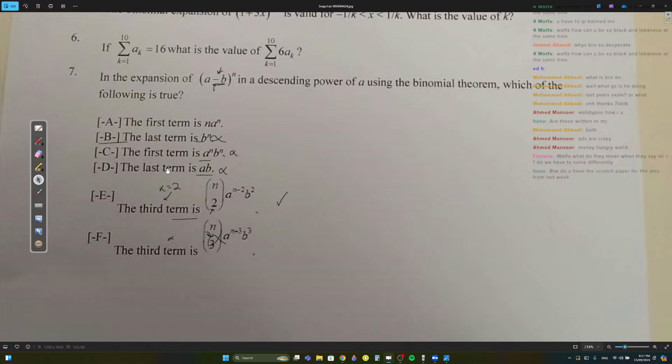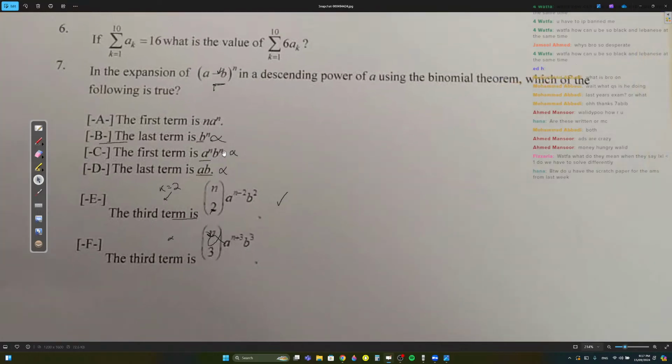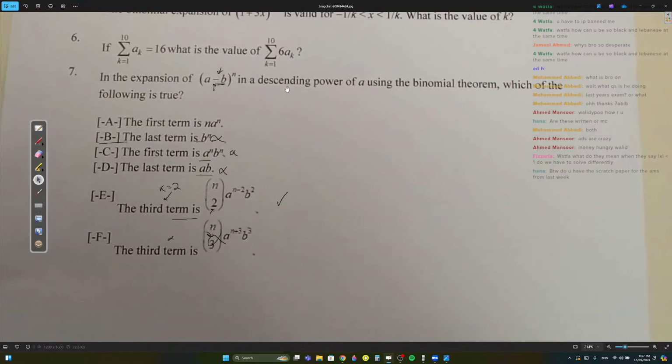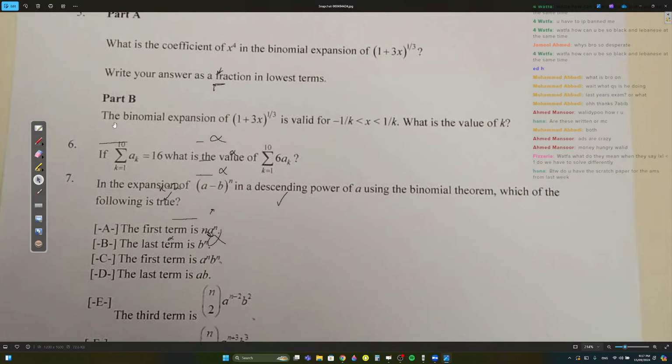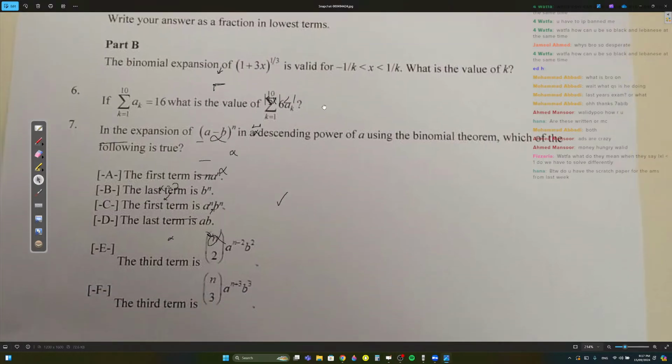What do they mean when they say absolute value of x less than 1? Do we have to solve differently? What do you mean? No. That's just the rule you use. You just put the absolute value of whatever thing you have for x. In this case, it's 3x. You just put it less than 1. That's what I mean by absolute value of x less than 1. This term is what we count as x. Okay? This whole term is our x. So we say 3x absolute value less than 1.